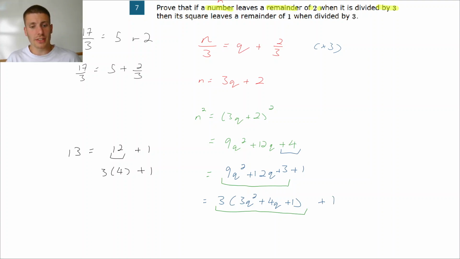And that's my answer. I've taken the square of my number, and I have a remainder of 1 when divided by 3. So if I can factorize out a 3 from part of it and then get a plus 1 on the end, it means that this part here is divisible by 3, and I have that remainder of 1 at the end.